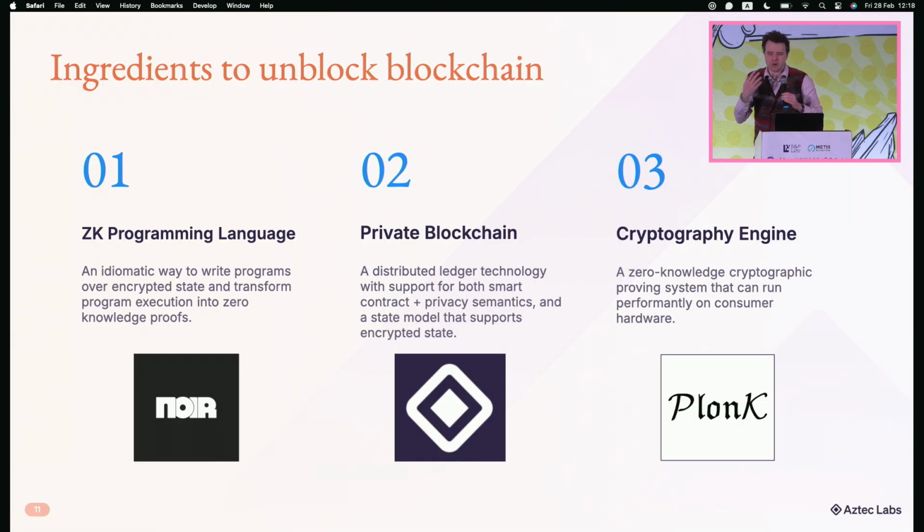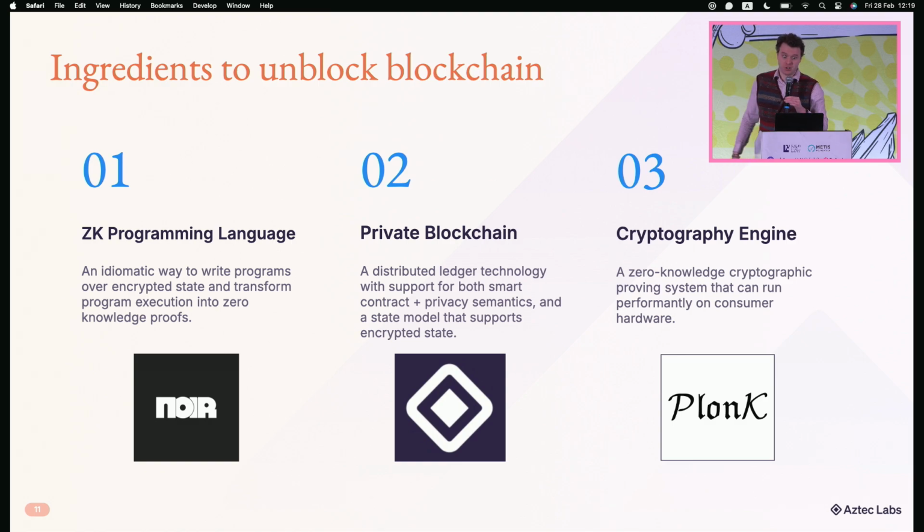I mean, I'm a broken record here, and also biased. Aztec's building the missing link. So you need three things. You need a programming language that you can use to code up smart contracts that have private state. So you need an idiomatic way of writing these programs that works over encrypted state with semantics to handle those state transformations and convert that program execution into a zero-knowledge proof. This is extremely non-trivial. Private state is not as simple as just encrypting data. There's a lot more to it than that. And ensuring that you have a language which makes it easy is fundamental.